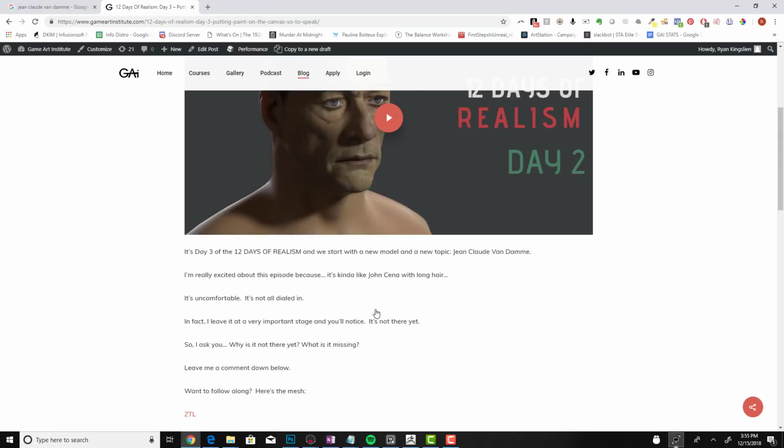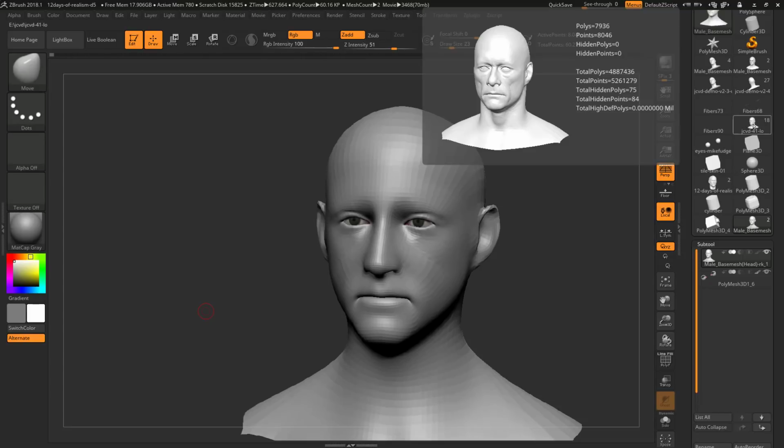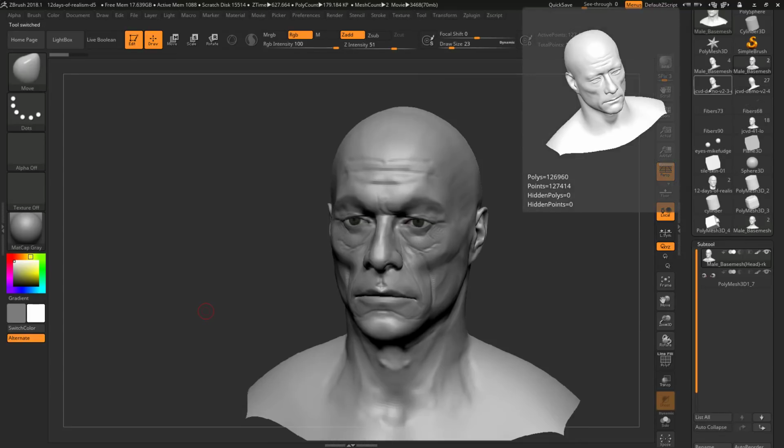Head over to the Game Art Institute, head over to the blog, you can get the files, and let's get ourselves working. Where is it? Is it this one? No, I think it's this one.